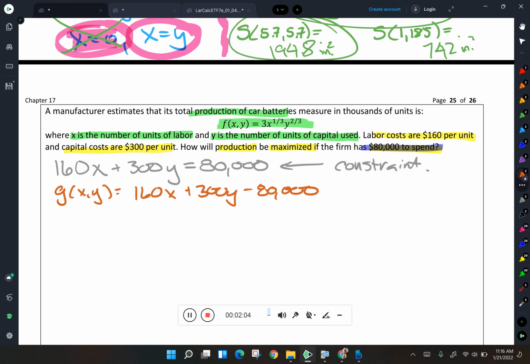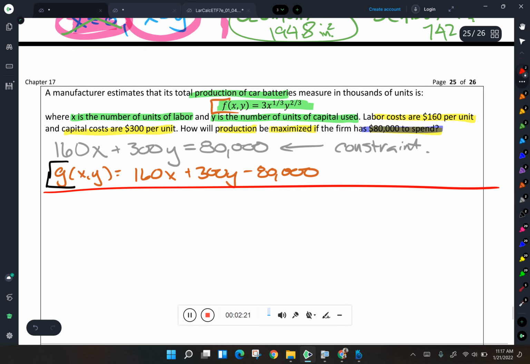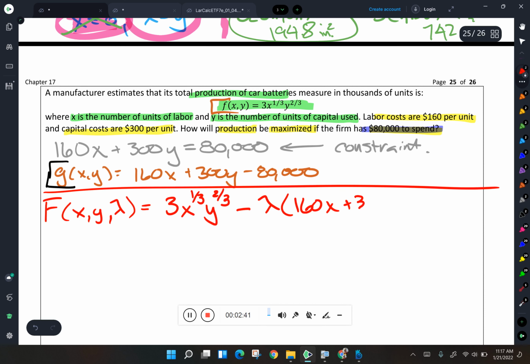Well, that looks good. All right, so I've got my objective function, the function I want to maximize in this case. I've got my constraint function, my g of x, y. So now I can take those two things and build my Lagrange function. So my Lagrange function, F of x, y, lambda, is going to be equal to f of x, y, 3x to the 1/3, y to the 2/3, minus lambda times 160x plus 300y minus 80,000.